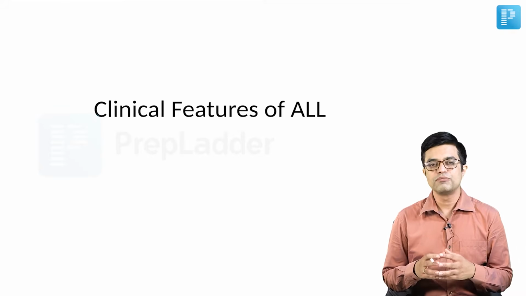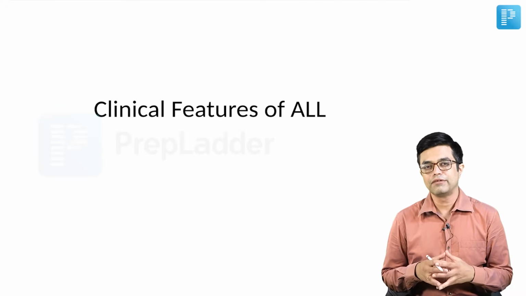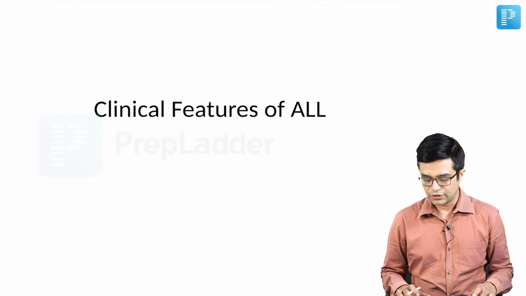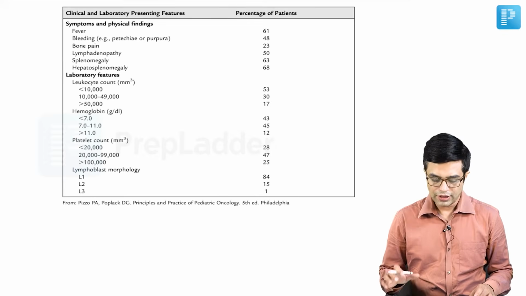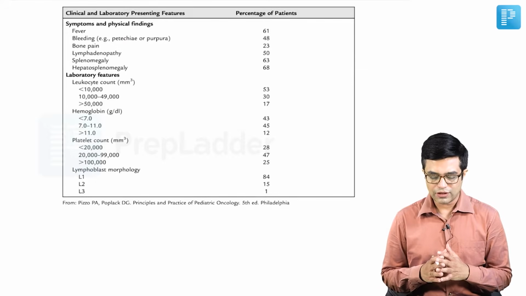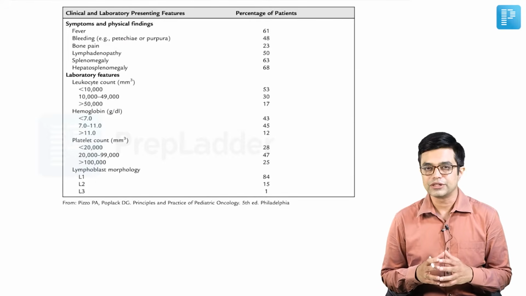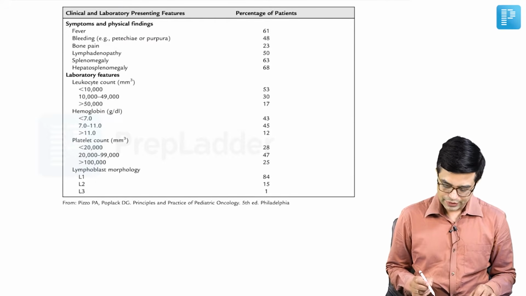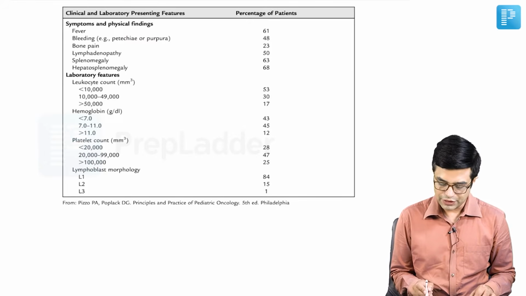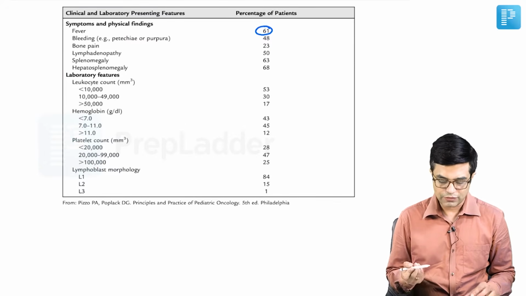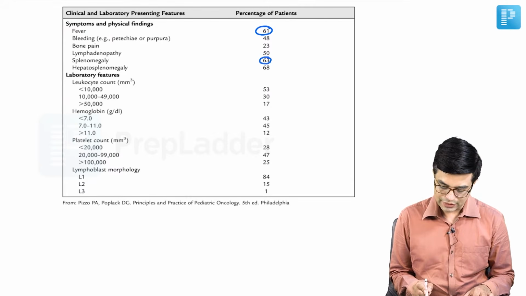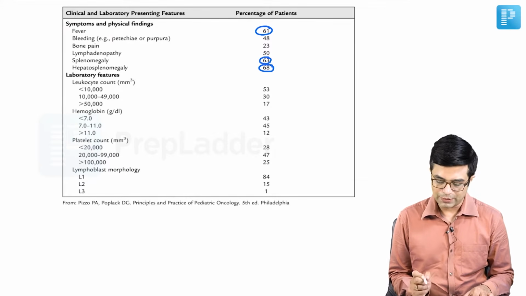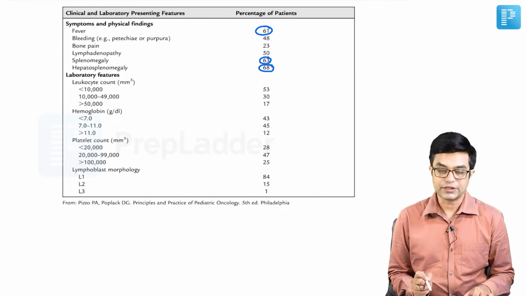If you look at the distribution of features, there is a table given in Lanzkowsky. A similar table is mentioned in two other textbooks as well, which tells you about the overall clinical and laboratory presenting features in ALL. You find that the common presenting features include fever, which was present in this study in 61% patients, splenomegaly in 63%, and both liver and spleen, hepatosplenomegaly, in 68% cases.